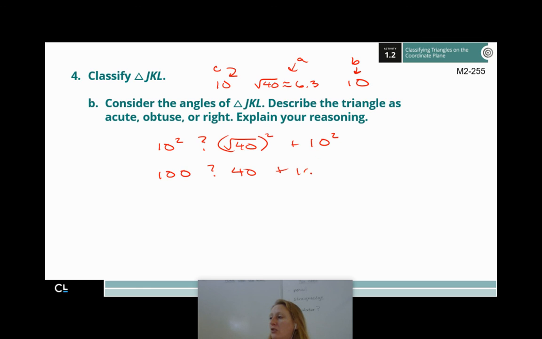Of course, 10 squared is 100. And then I can add these. 40 plus 100 is 140. Oh, no!